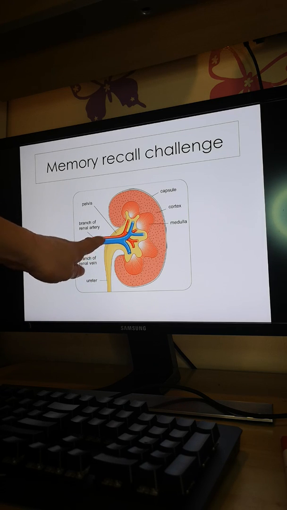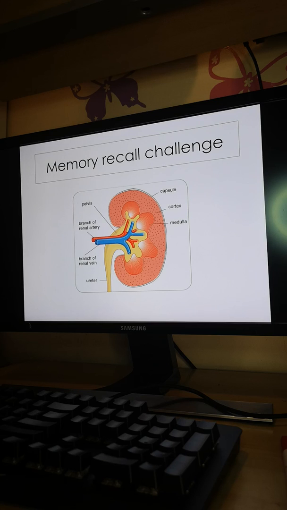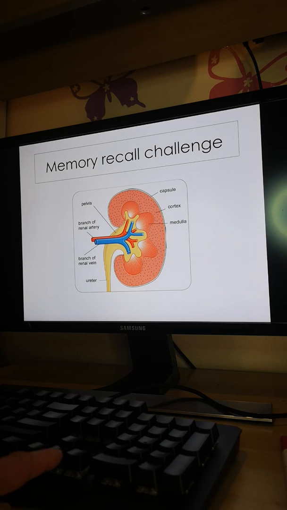Importantly, there is a synoptic link here to the blood supply to the kidney and away from the kidney. So we've got a branch of the renal artery supplying blood to the kidney and a branch of the renal vein taking blood away. So the examiner will like those two labels and want you to be able to make that link to what we did last year. Okay, so this is now where the memory challenge comes. So I would like you to stop the video and draw that kidney. Label it.